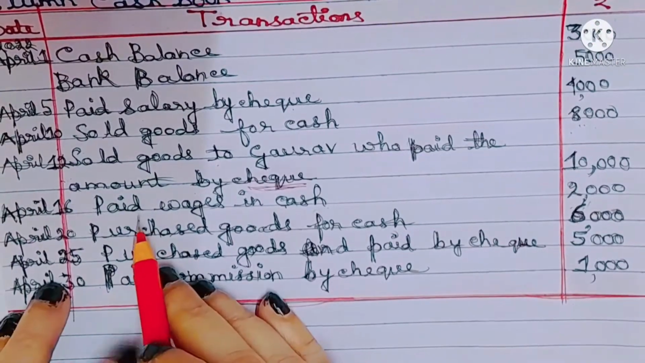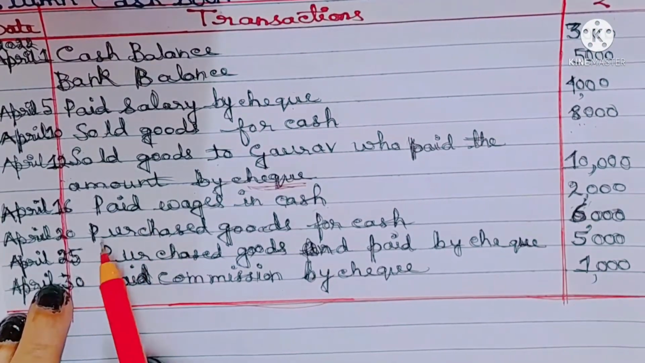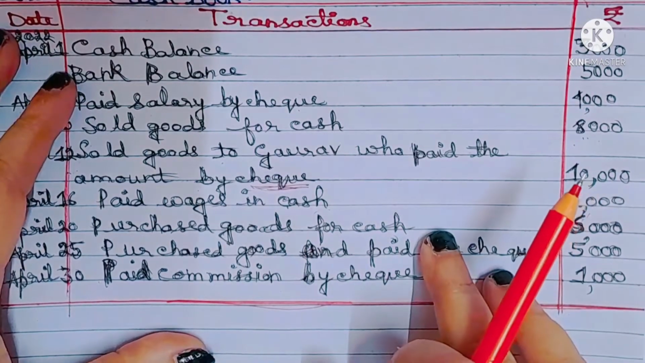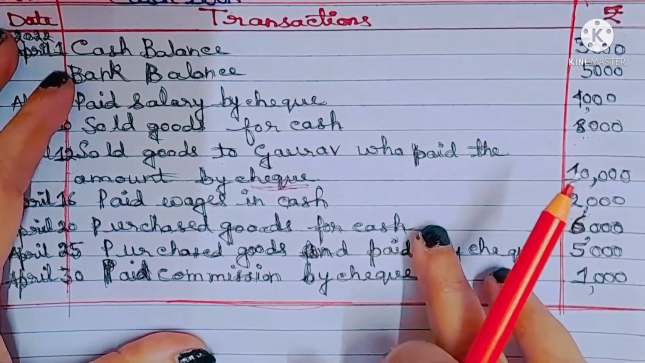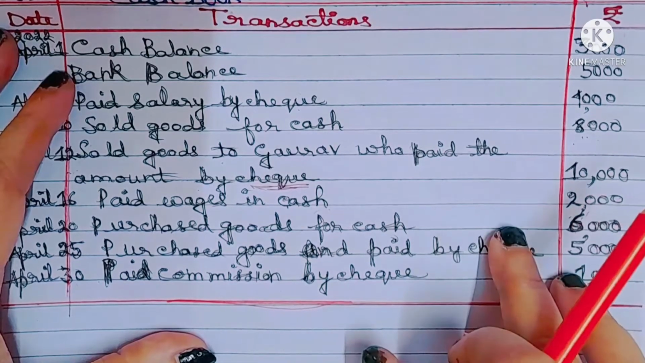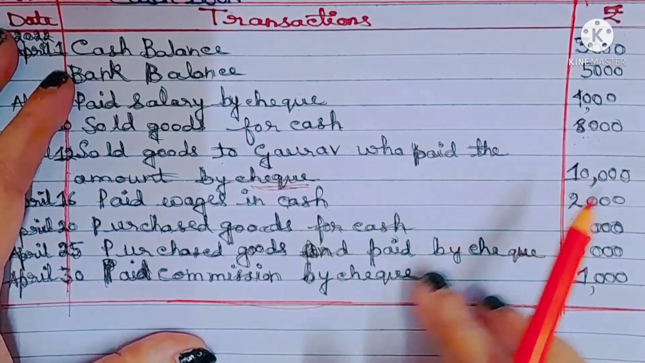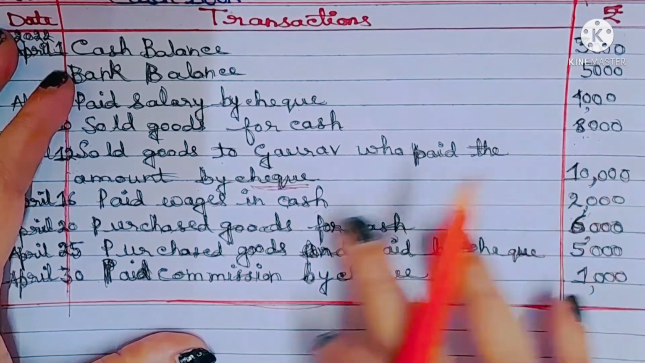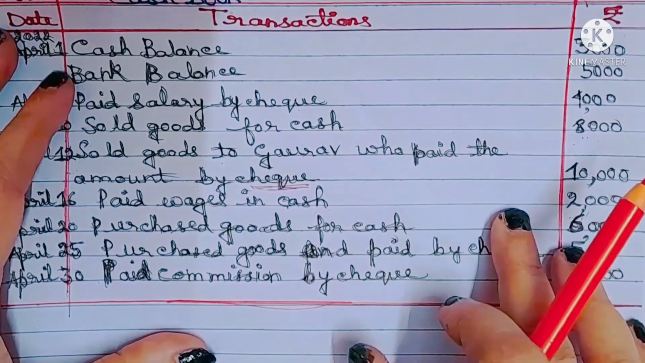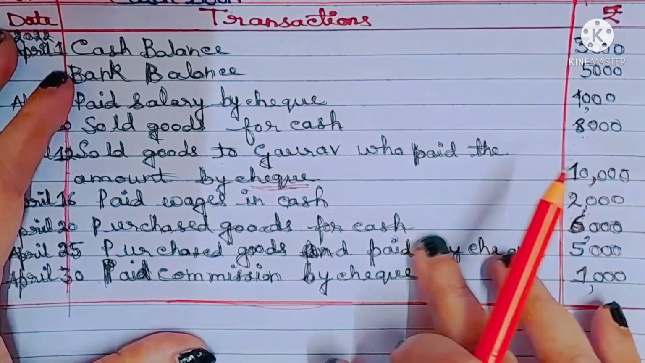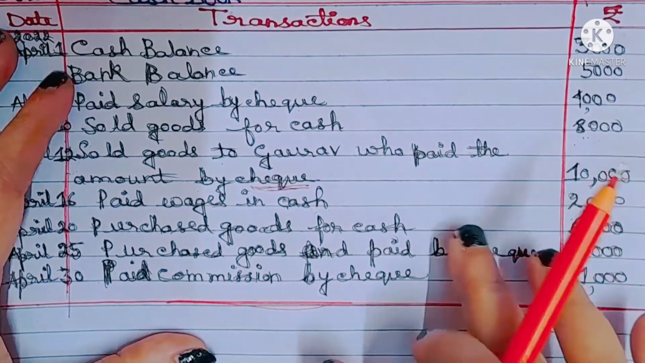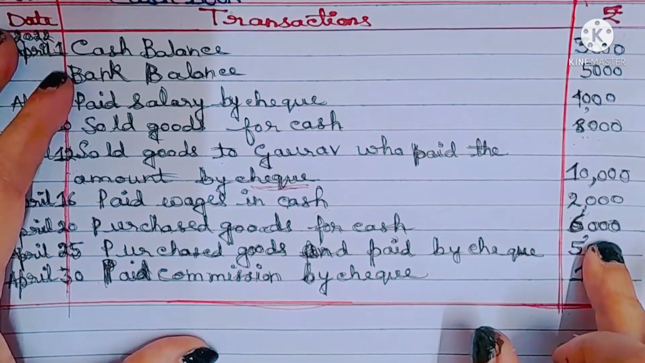The next transaction is on 20th April, purchase goods for cash 6000. So what will be the journal entry? The journal entry will be purchases account debit to cash account, ignore goods. So what is the position of cash account? Since cash account is on the credit side, purchases account will also be on the credit side. So we'll have to write by purchases account in the cash book on the credit side in the cash column 6000. Okay, so let's write.